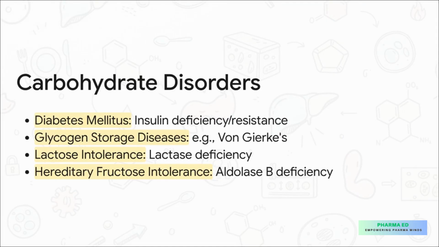So these are some of the key conditions you will definitely see in your practice. Things like diabetes, glycogen storage diseases, lactose intolerance. Each one is basically a failure in a very specific part of this complex metabolic machinery we've been talking about.